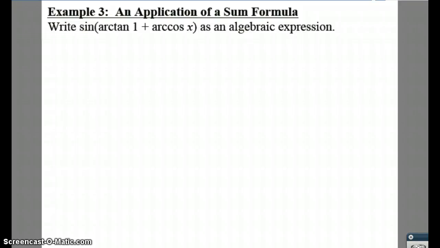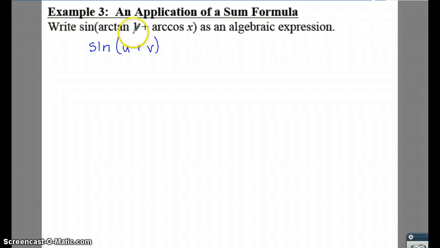Alright, so for example 3, you're going to do something very similar to what you did in example 2. However, you need to draw a couple of triangles, and you have to find the sine of u plus v, because we have a plus sign, so it's got to be u plus v. So you're going to have a triangle for u, which would be your arctangent of 1, and a triangle for v, which would be your arccosine of x.